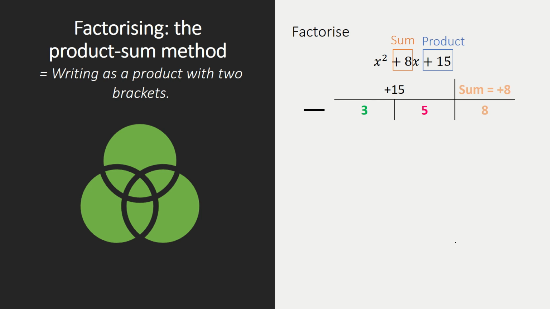We've already done that on the previous slide, so I grabbed the numbers that we needed. So 3 times 5 equals 15. That's the product. And 3 plus 5 equals 8. And that's the sum.